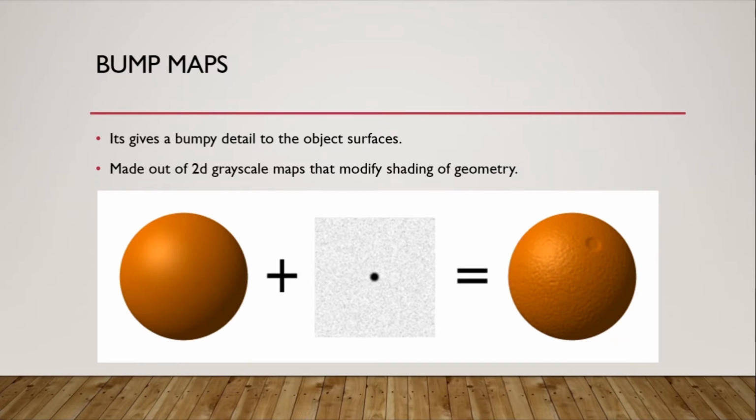Bump map. It gives bumpy detail to the object surfaces, made out of a 2D grayscale map that modifies the shading of geometry. Here are examples. A basic 3D sphere plus the texture of the bump map will give bumpy surfaces to the 3D model.